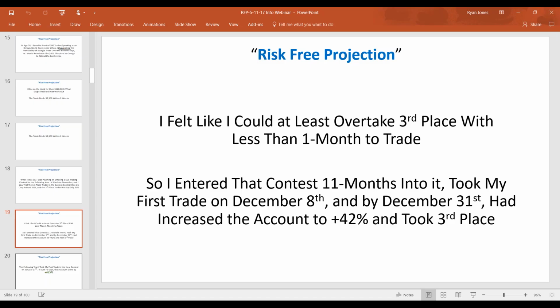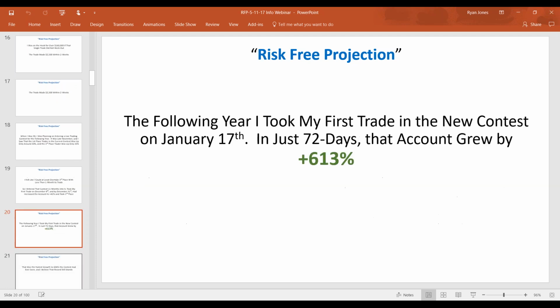I go in there, and by December 31st, I had increased the account by 42%, and I took third place. The following year, when I did actually enter that contest from the beginning, for several reasons, I was unable to take my first trade until about the second week of January.